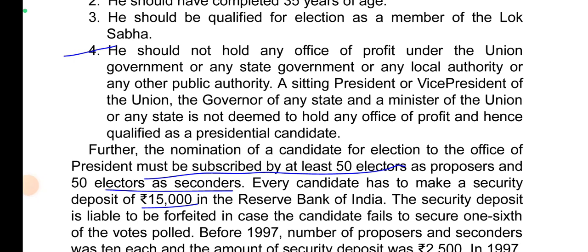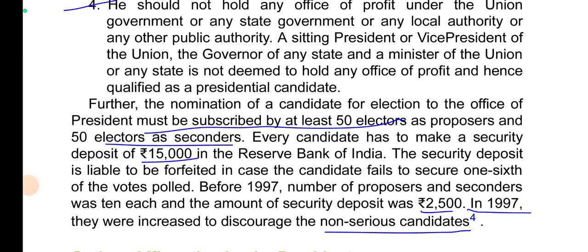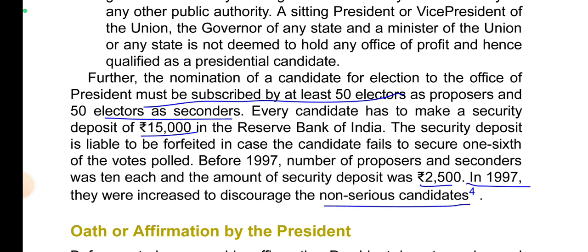Further, the nomination of a candidate for election to the office of president must be subscribed by at least 50 electors as proposers and 50 electors as seconders. Every candidate has to make a security deposit of 15,000 in the Reserve Bank of India. The security deposit is liable to be forfeited in case the candidate fails to secure 1/6 of the votes polled.